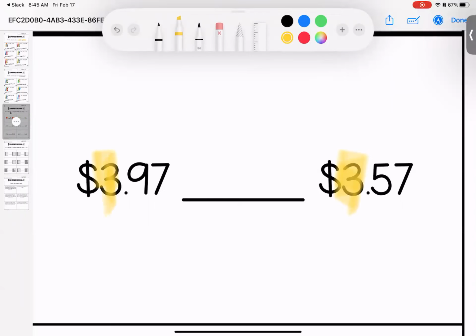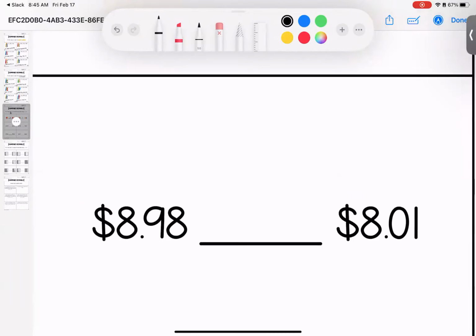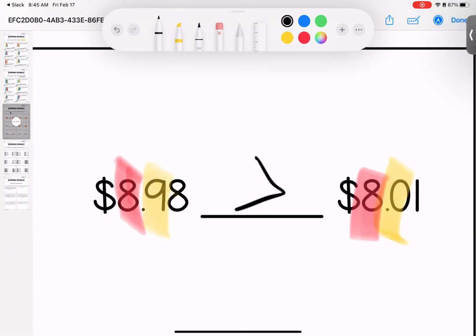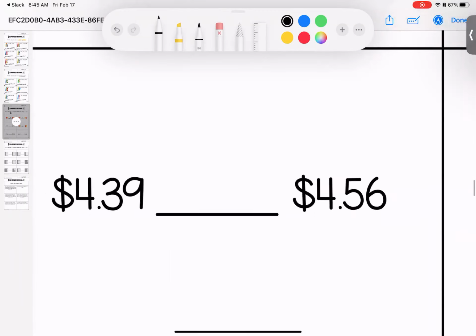Over here, I have a 3 and a 3 going out, 9 and a 5. 9 is greater than 5, so $3.97 is greater than $3.57. I have an 8 and an 8. Going out further, a 9 and a 0. 9 is greater, which means $8.98 is greater than $8.01.